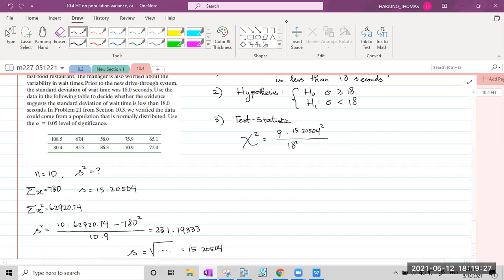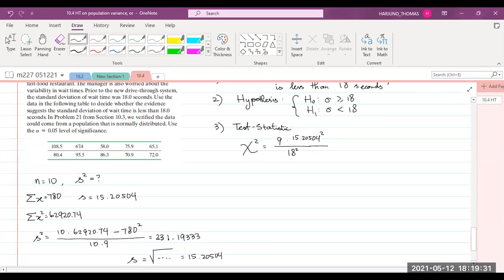Let me go back to this. 9 times 231.19333 divided by 18 squared. That is 6.42204. By the way, from here we see this is a left tail.